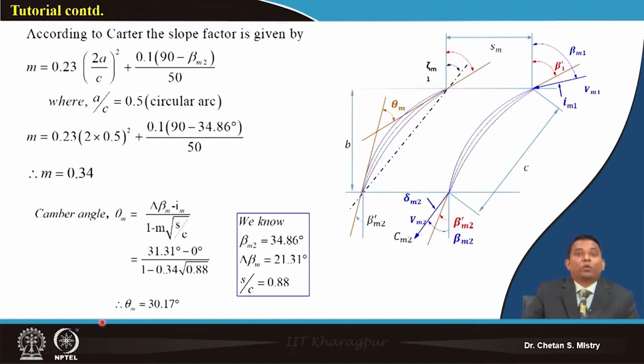Now we need to calculate our blade aerofoil geometrical parameters. That will be based on Carter's rule, so we will be calculating our slope factor. Here this blade also we are considering as a circular camber line, that's why E by C is 0.5. That is giving me M equal to 0.34, and my camber angle is coming 30.17.